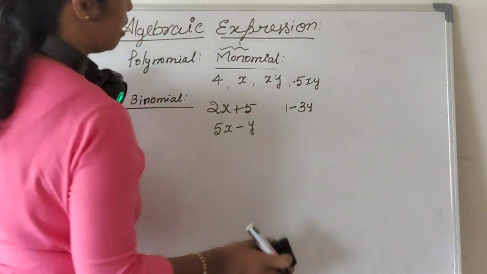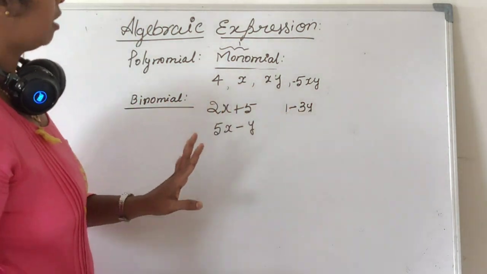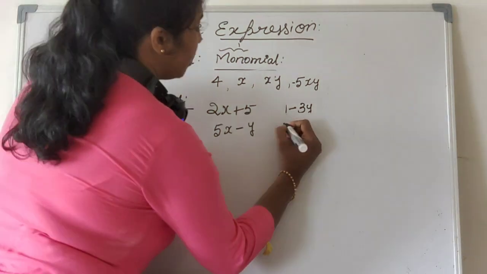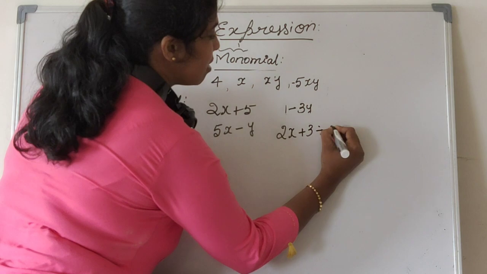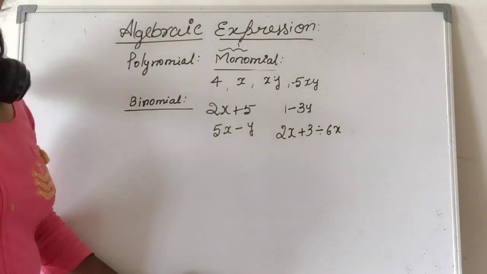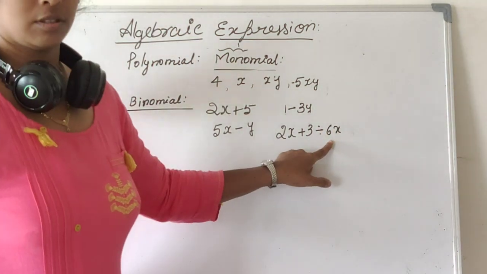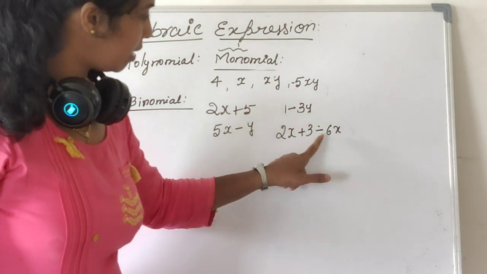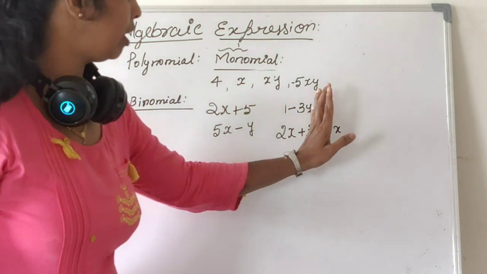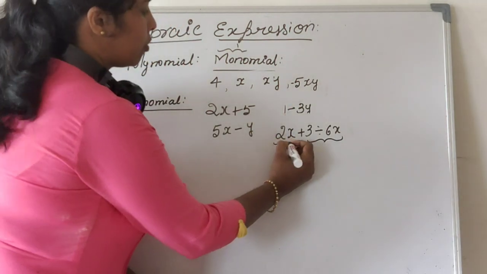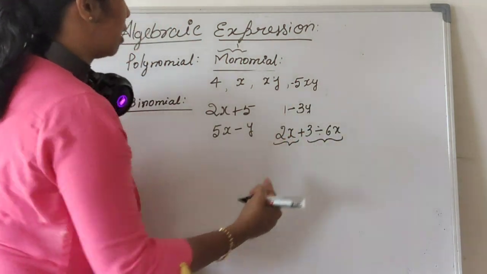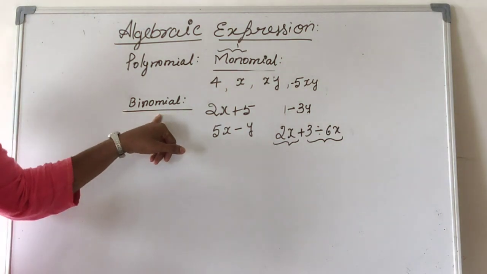So, only when plus and minus signs come. If it comes like this, 2x plus 3 divided by 6x, is it 1, 2, 3 terms? No, only 1, 2 terms. Here the division sign is there, so it will not get considered. It becomes one term, a single term. This is one term, then a plus sign, which means only two terms are there. So, it is a binomial.